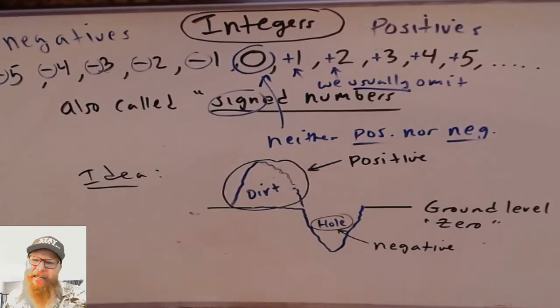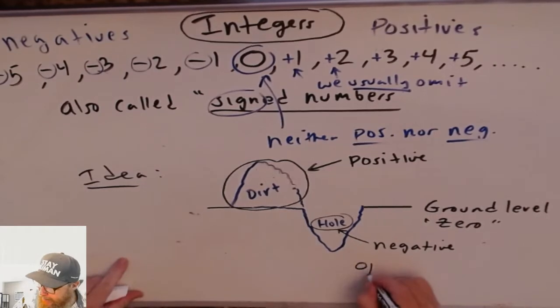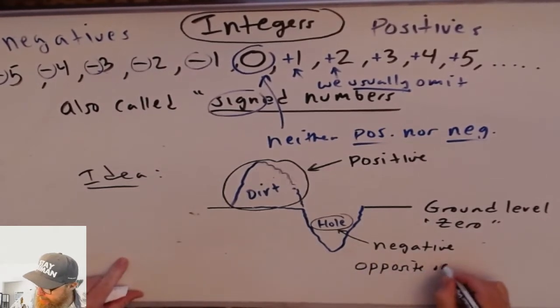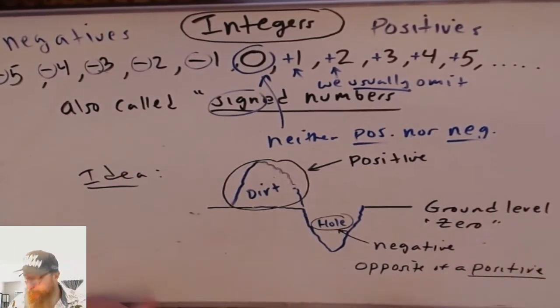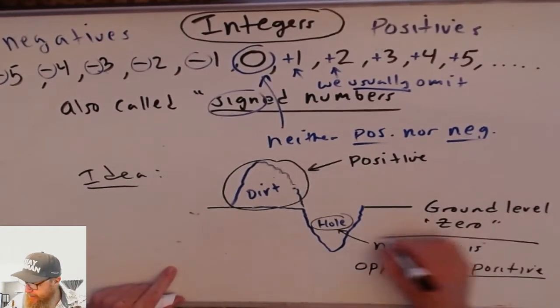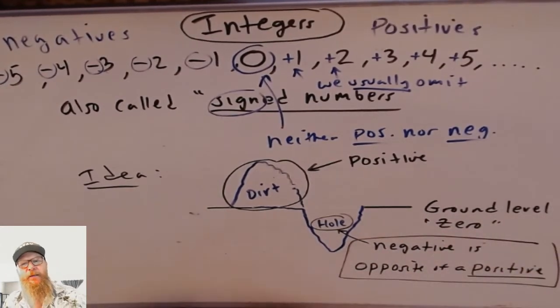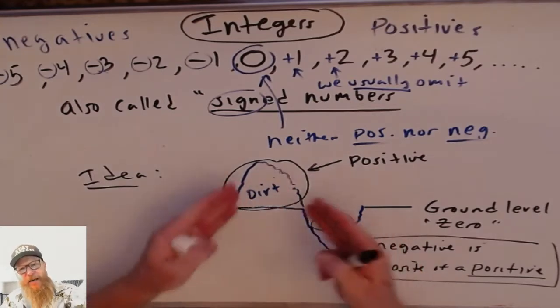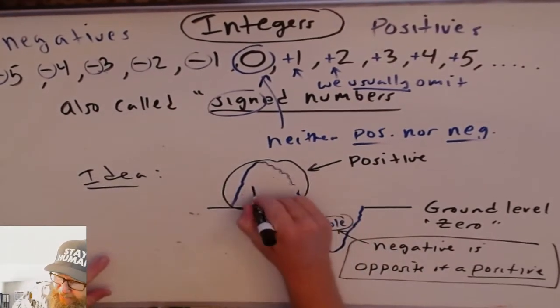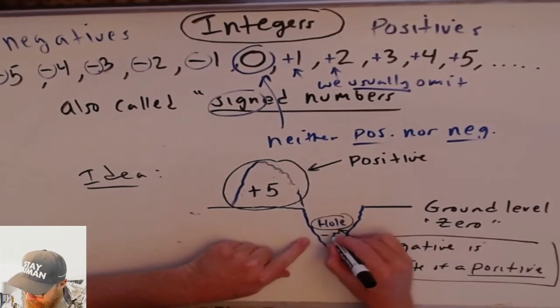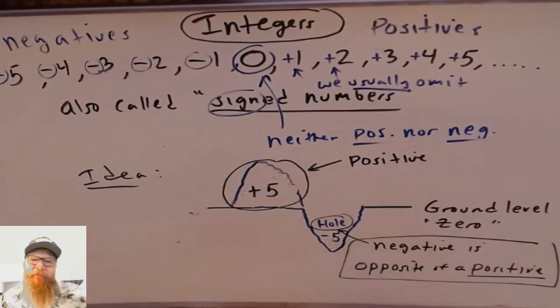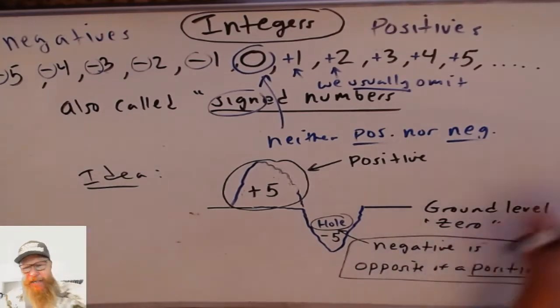So that's just the idea behind what the negative numbers represent. They represent the opposite of a positive. So the opposite of a positive is called a negative. Obviously, if this dirt was, say, positive 5, then the hole would be negative 5. In fact, you probably know about this with your bank account.